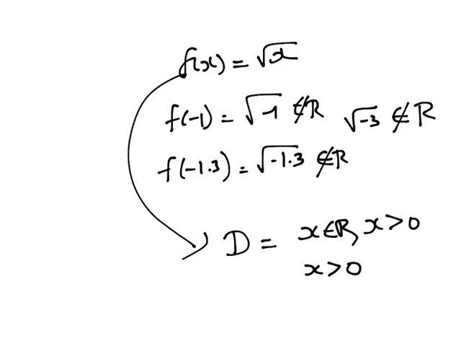So basically, every real number, in fact, you can include 0 as well. Okay, you can include 0. So every non-negative real number. Okay, so let me take another square root function. Let me take f of x equal to root of x minus 3.